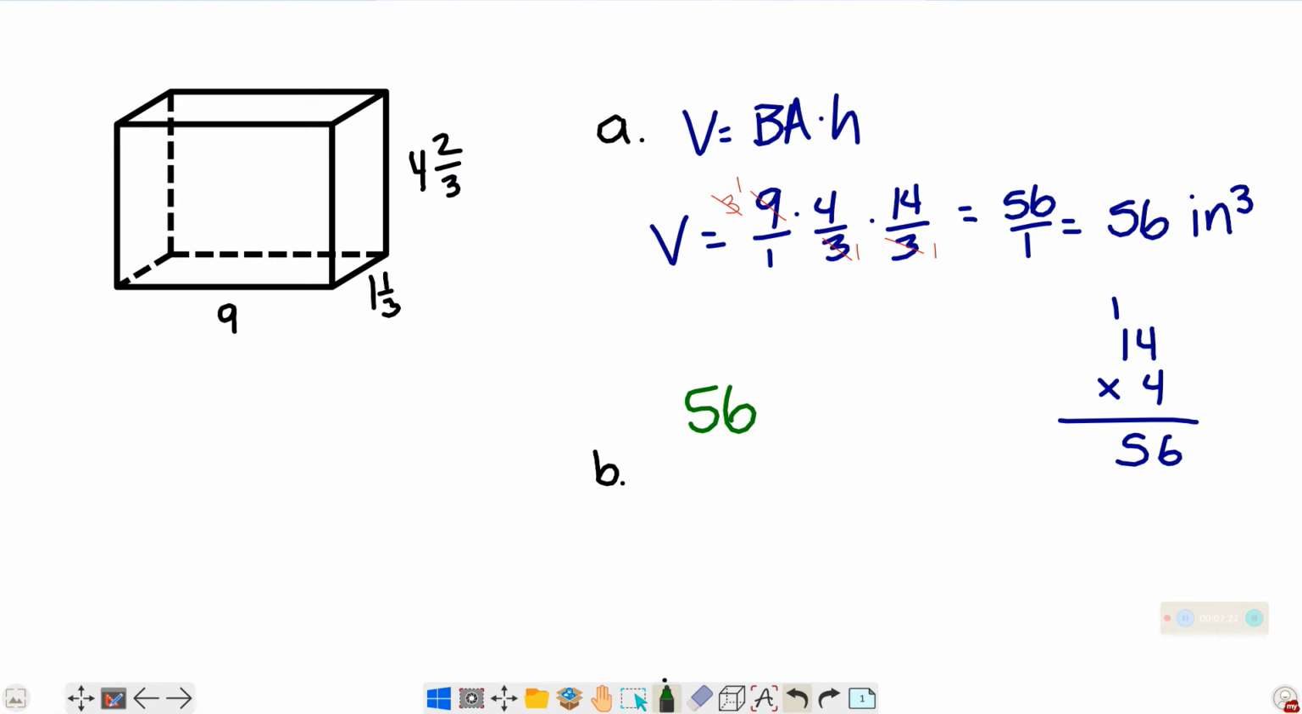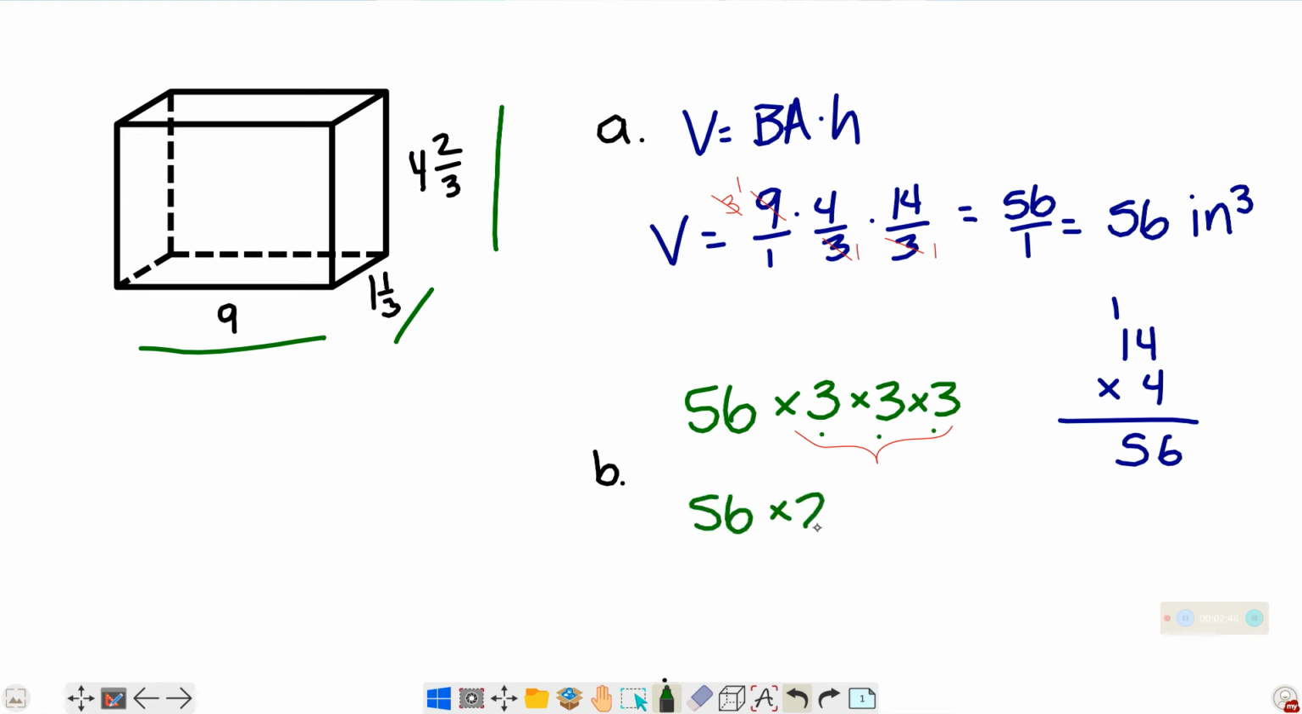3/3 make a whole. So we're going to multiply that volume by 3, but we have to do it 3 times because we have to do it once for the length, once for the width, and once for the height. So 56 times 3 times 3 times 3. Or you can combine all these and do it in one step. 3 times 3 is 9, times 3 is 27. So 56 times 27.